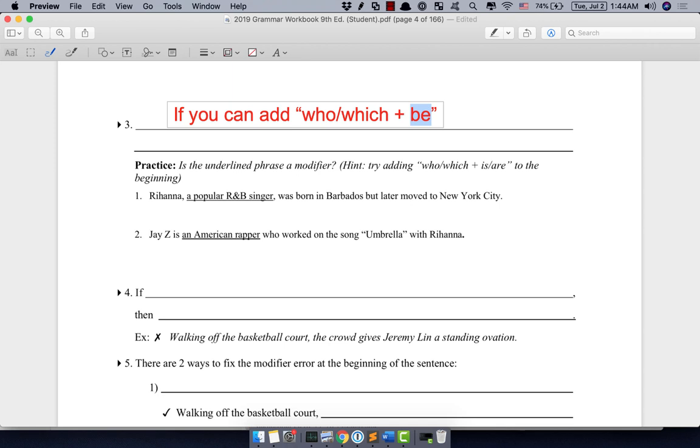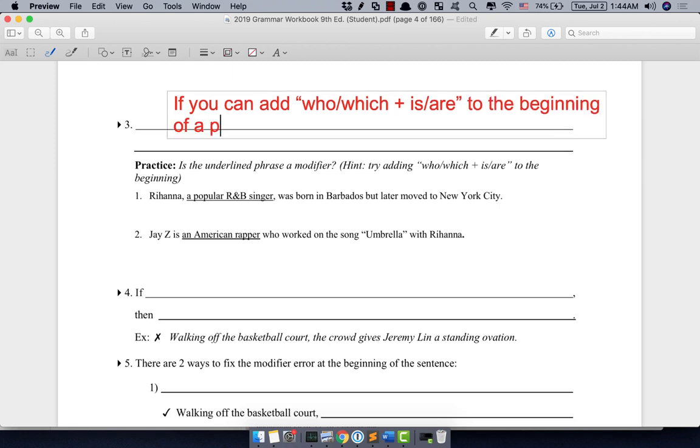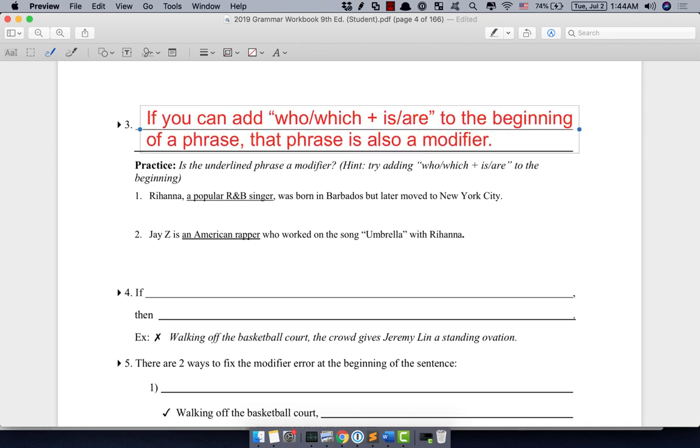So you can write down here, if you can add who or which plus is or are to the beginning of a phrase, that phrase is also a modifier. Write that note down, but also think about what that means. If you can add who or which plus is or are to the beginning of a phrase, then that phrase is also a modifier. Before we said that a modifier always starts with one of the six modifier starters. And so this is sort of like an exception to that rule.